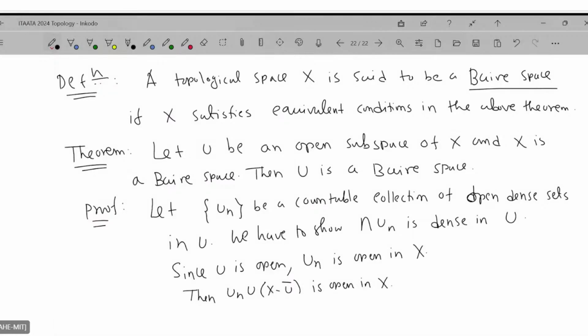Whatever open set you consider, either it will intersect U or X minus U. Any open set, either it will intersect U or X minus U. If it intersects U, then the intersection with that will intersect Un, because each Un is dense. Or otherwise it will intersect X minus U closure.